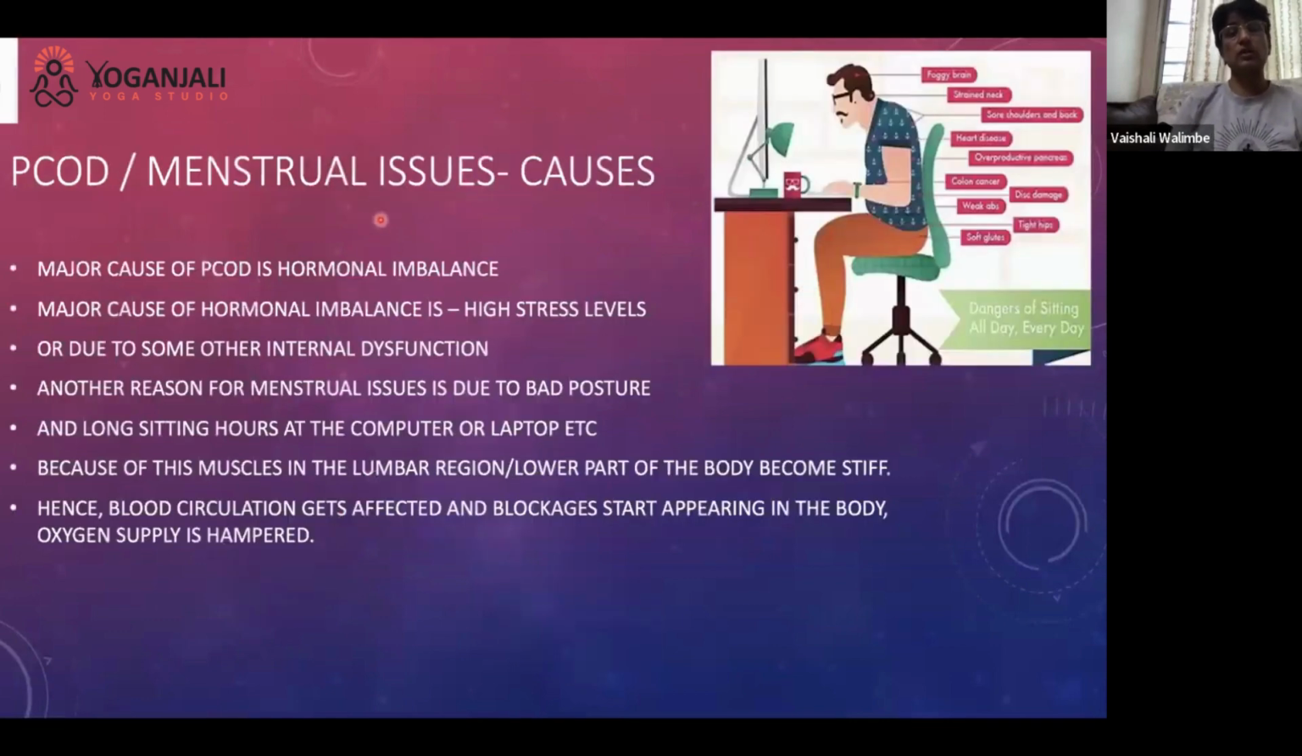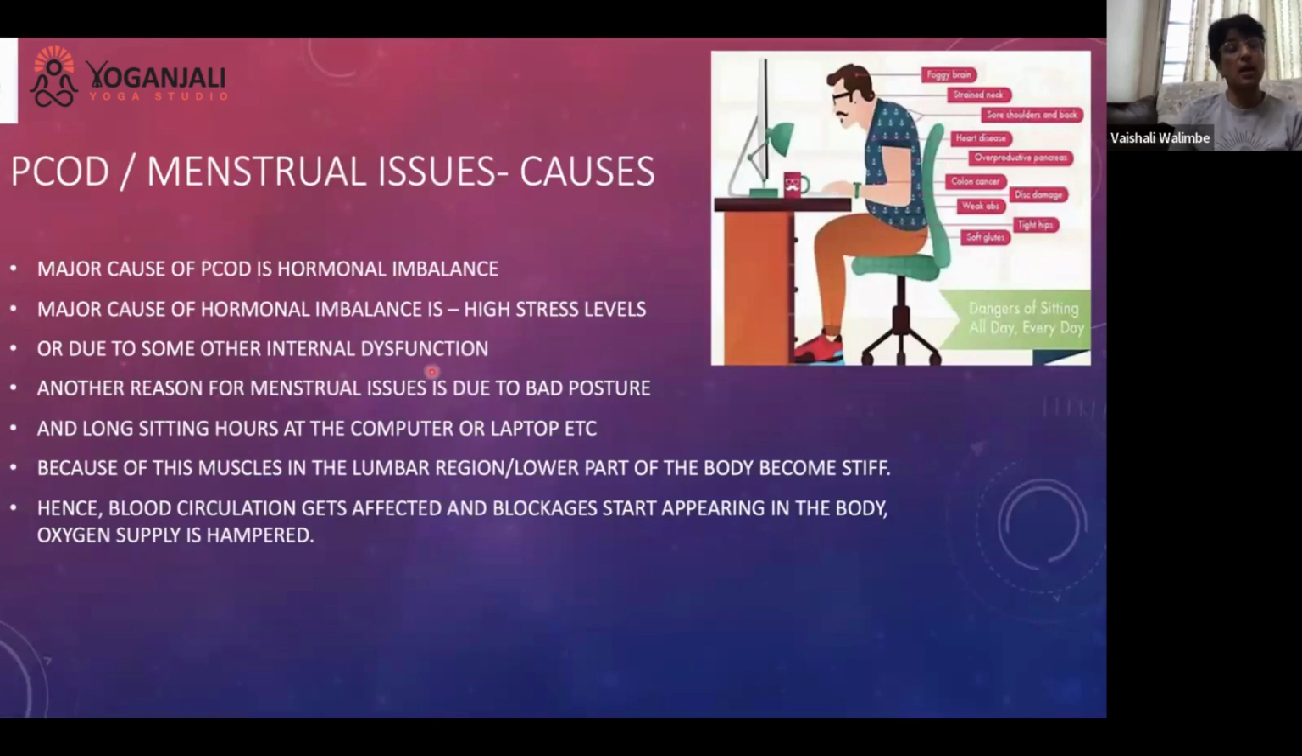So let's see what the causes of menstrual issues are. For most menstrual issues, the major cause is the hormonal imbalance that we saw just now. Then why is hormonal imbalance caused? Even if we go back further, hormonal imbalance is okay, but why is this hormonal imbalance happening? Because of high stress levels, one thing, or due to some other internal dysfunction.